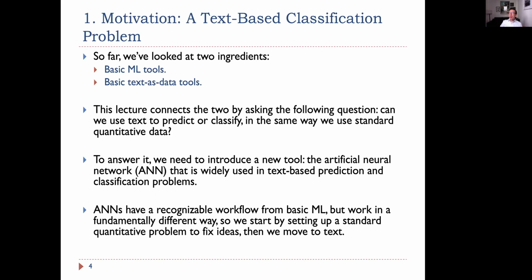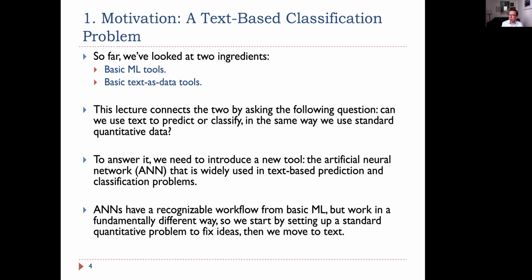Okay, so let's give a little bit of motivation for what we're trying to do. As I said, in the 2 lectures so far, we've looked at the 2 main ingredients. We've looked at some basic machine learning tools, and we've looked at some basic text as data tools. So what we want to do in this part of the course is bring those 2 things together and look at how we can use text as data in the context of a machine learning model. So basically, how complicated do we have to be to try and get text as something that we can use to predict a quantitative variable or a classification or some kind of variable that we're interested in. Now, to do that, as I said at the outset, we're going to introduce a new tool called an artificial neural network.